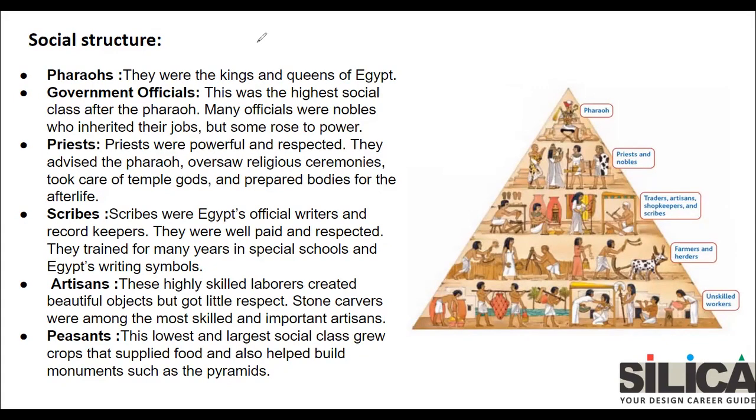Artisans, this highly skilled labor, created beautiful objects but got little respect. Stone carvers were among the most skilled and important artisans. Peasants, the lowest and largest social class, grew crops that supplied food and also helped build monuments such as the pyramids. So here we can see the social structure pyramid, which is divided into six parts: pharaoh, government officials, priests, scribes, artisans, and peasants.